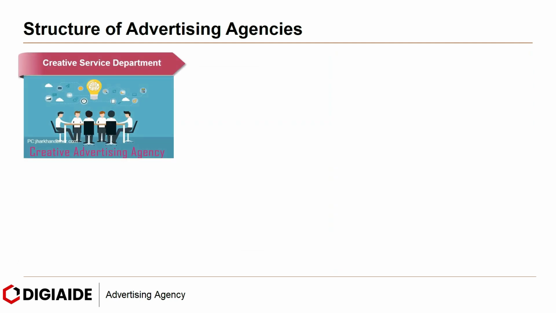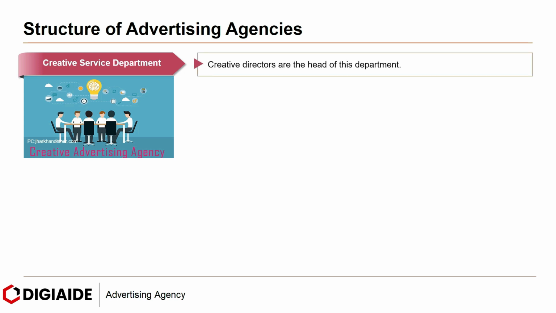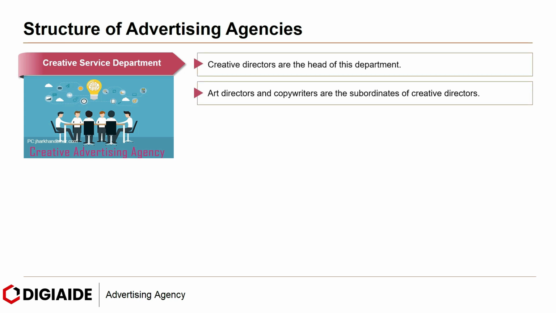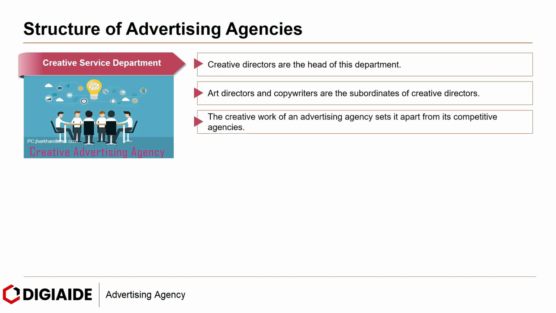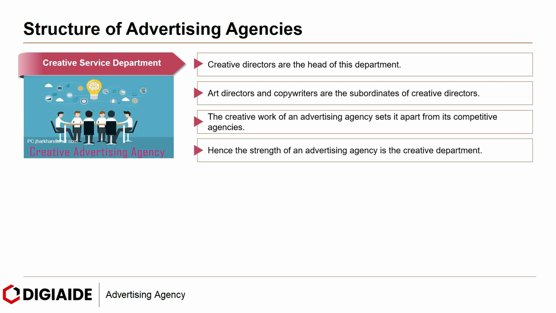Now moving on to the structure of advertising agencies. First, creative service department. Creative directors are the head of this department. Art directors and copywriters are the subordinates of creative directors. The creative work of an advertising agency sets it apart from its competing agencies. Hence, the strength of an advertising agency is the creative department.